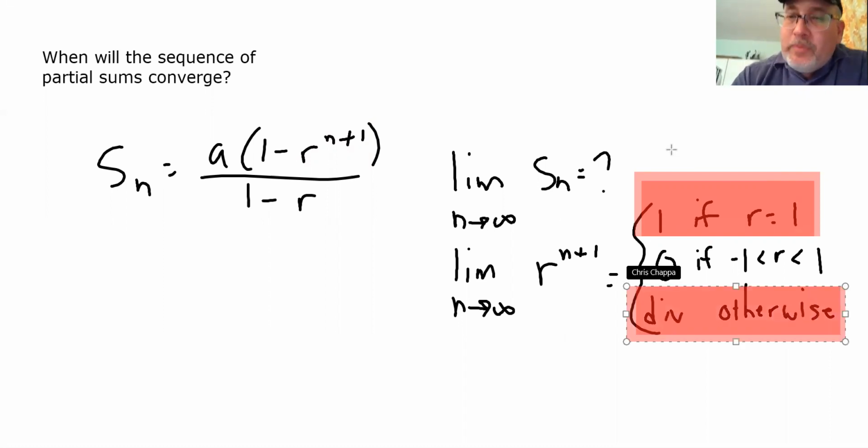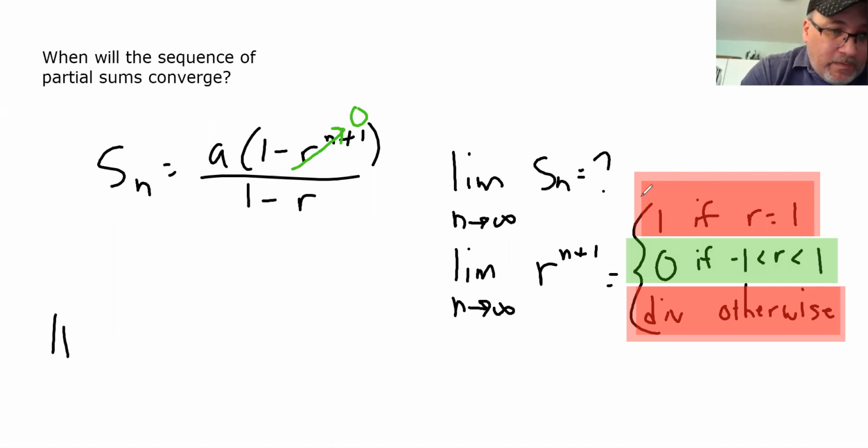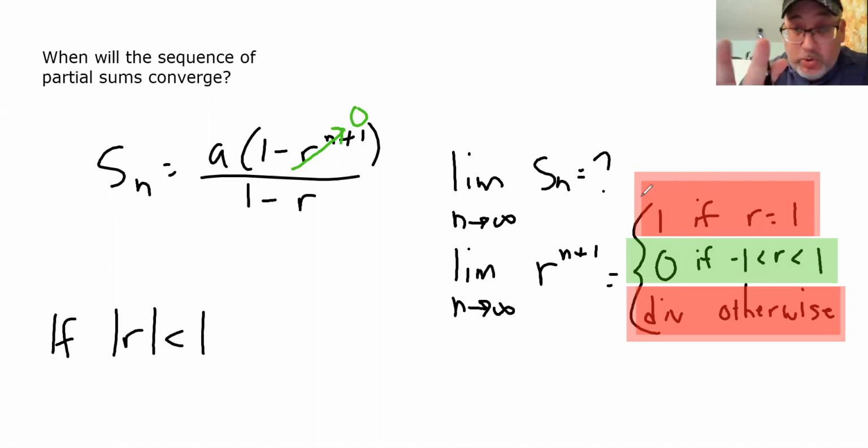But look in the middle. What happens when that limit is 0? In other words, what happens when the r is between -1 and 1? Then that means that this thing will go to 0, which means everything else will clean up real nice. So if -1 is less than r is less than 1, and you know what, there's a more compact way to write that. The absolute value of r is less than 1, puts it between 1 and -1.